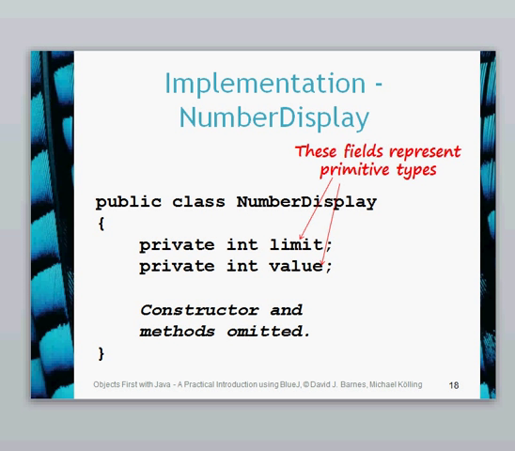Looking at the fields previously, here are the primitive types which we've used in number display. We've got an integer type for limit and an integer type for value. We've got the constructors and methods omitted there.